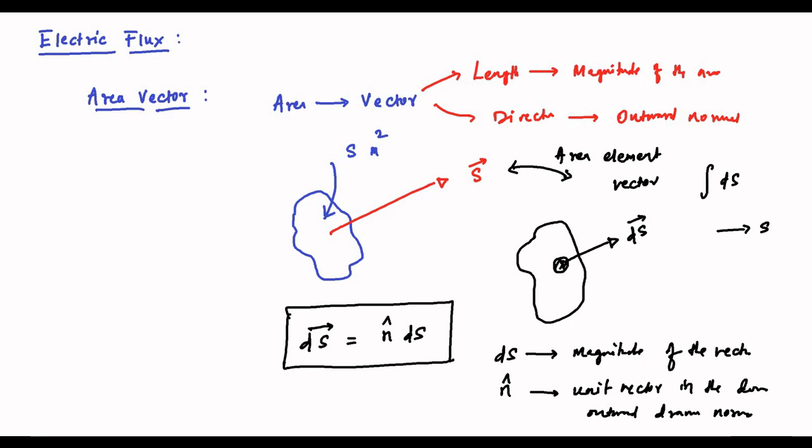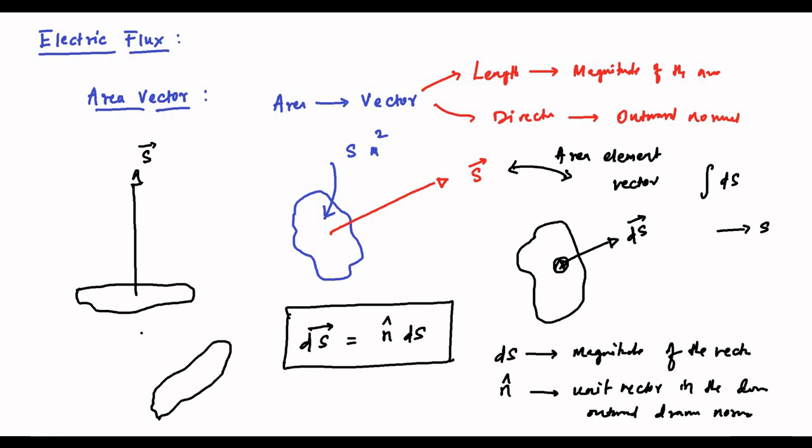So suppose we have a surface like this. The vector will be like this, outward drawn normal. Suppose we have a surface like this, tilted in this fashion. The area vector will be like this, outward drawn normal, directed perpendicularly away from it. This is the concept of area vector.